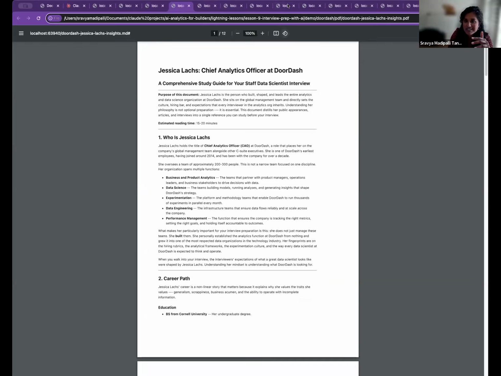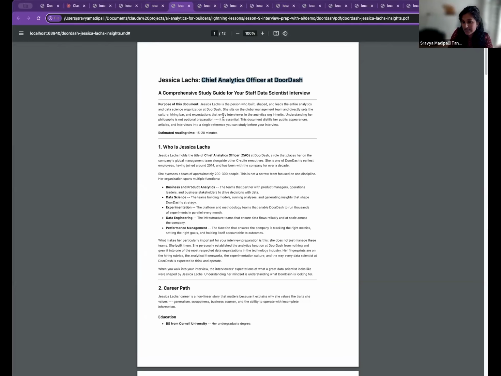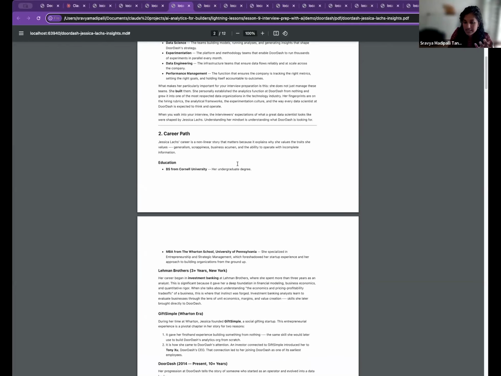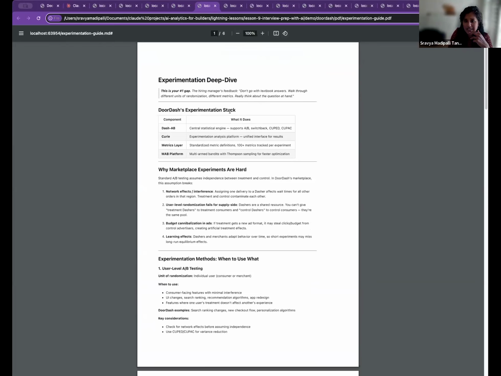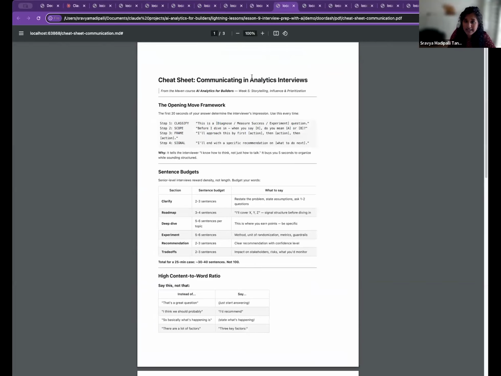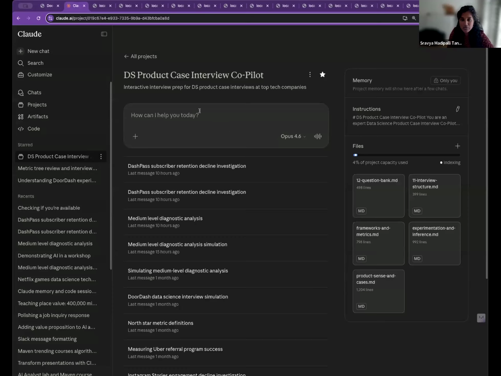Okay, so I can go on. These are a bunch of files that it generated. So it saw that Jessica Lax, who's Chief Analytical Officer at DoorDash, did a lot of interviews, podcasts, and talks about her team, and it talks about what the leader cares about. So many details here that you could prep, but let me just do this quickly.